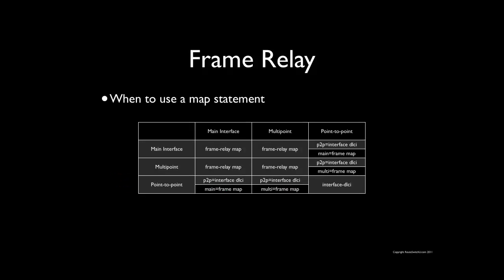So when do we use the map statement? Here is a grid that shows your interface types and what command should be used in order to properly place the DLCI on the interface. For the main interfaces, you'll use the frame-relay map command. For multipoint sub-interfaces, frame-relay map. For point-to-point sub-interfaces, you'll use interface-dlci. On interfaces where you have point-to-point on one side of the DTE and the other side of the DTE is a multipoint, the multipoint side will obviously be the frame-relay map command, while the point-to-point side will remain the frame-relay interface-dlci command.